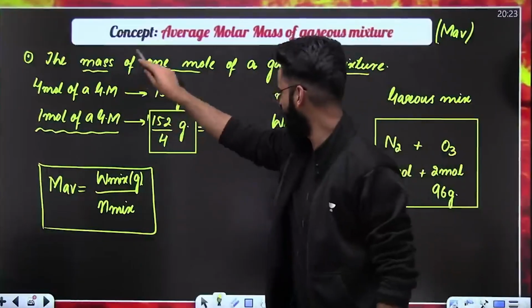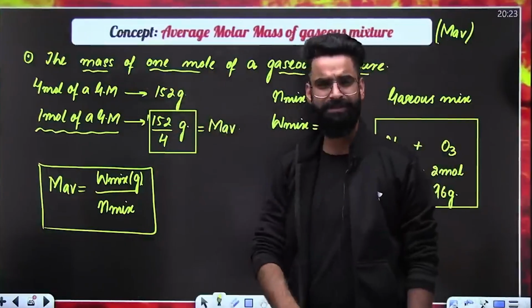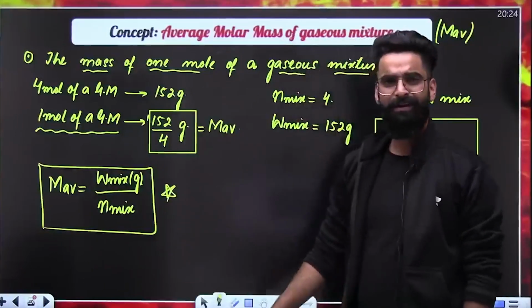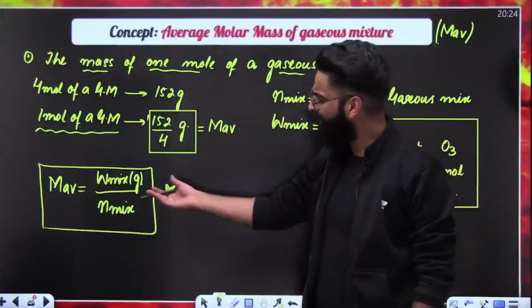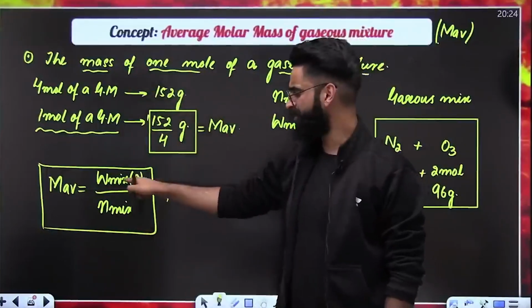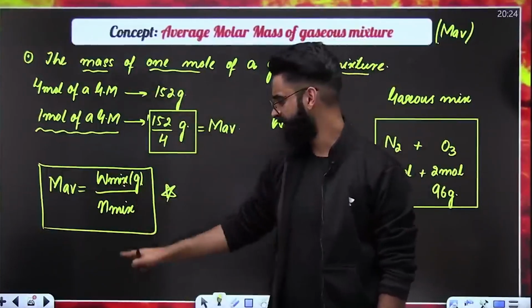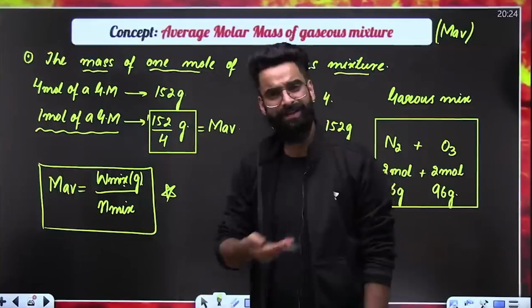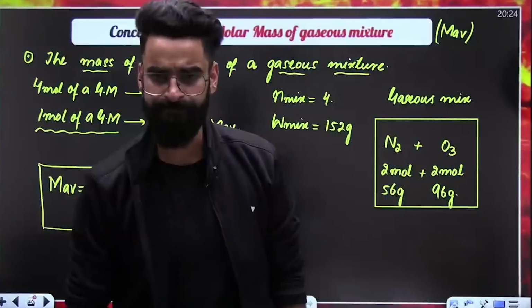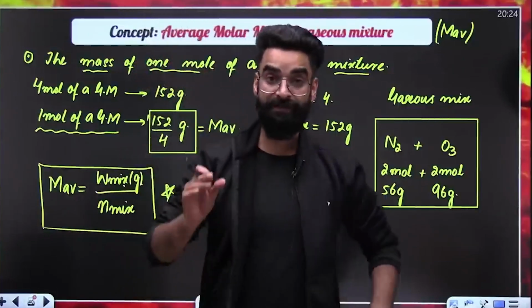You do not have to do this procedure which I did over here. No need to do this. Just remember this result. If you already knew this formula, then you were not supposed to do all this stuff. Mass of the mixture, that's 152 grams, divided by moles present in the mixture, that's 4 in total. That gives you the average molar mass of the gas. That's all. So what is the average molar mass of the gaseous mixture?